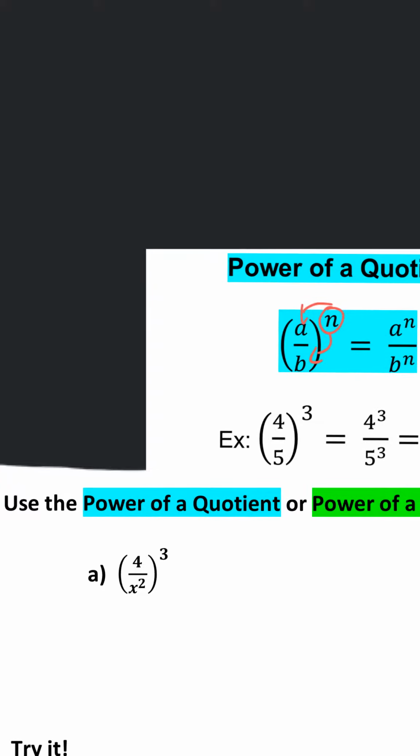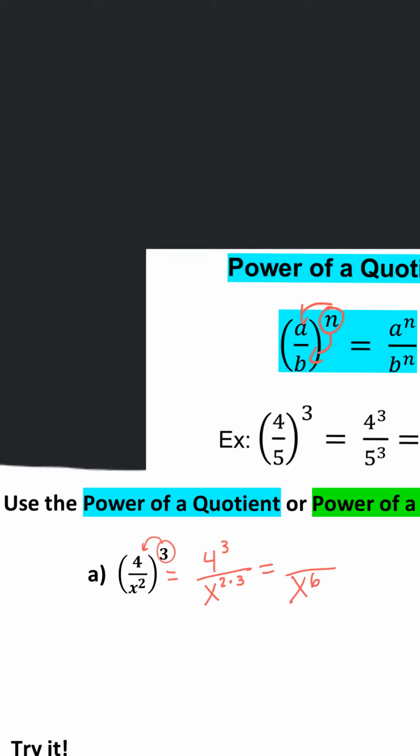So let's do our first example together. I have 4 over x squared all to the third power. So this actually has both properties in it. We're going to take the third and we're going to apply it to the 4, so I get 4 to the third on the top. And then on the bottom, I actually have to use the power of a quotient of powers, so I'm going to multiply the 2 and the 3, so I get x to the 2 times 3. Now I just need to simplify. So that's going to give me x to the 6 on the bottom because 2 times 3 is 6.